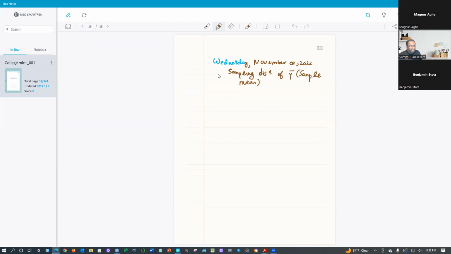Okay, let's get back to what we had been talking about on Monday, the sampling distribution of Y bar. We can talk about this one in two ways. In order to generate the sampling distribution, to construct the sampling distribution, I would say construction of the sampling distribution of Y bar. That's what we are planning.